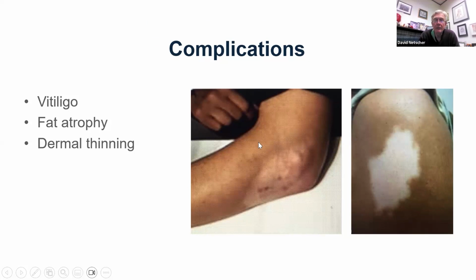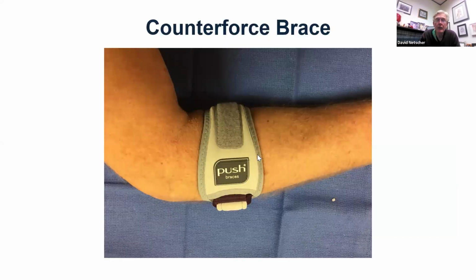steroid injections. This is the counterforce brace, which goes around the muscle bellies distal to the lateral epicondyle, and all that does is take the stress off the tearing point, the anchor point of the bone to the bone, which is at the lateral epicondyle. And the patients can adjust this Velcro according to how comfortable they are, and they can wear this under their regular clothes, and it's pretty unobtrusive and it's very helpful.